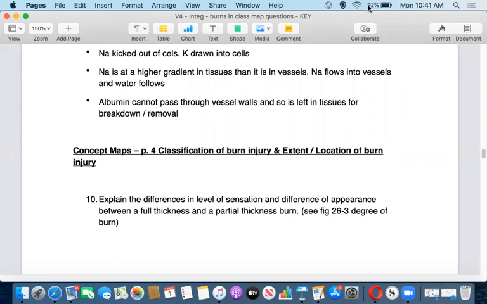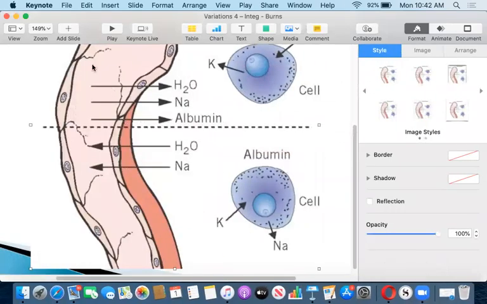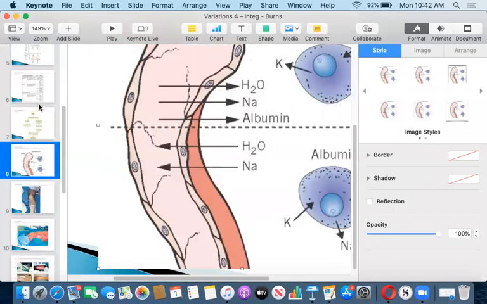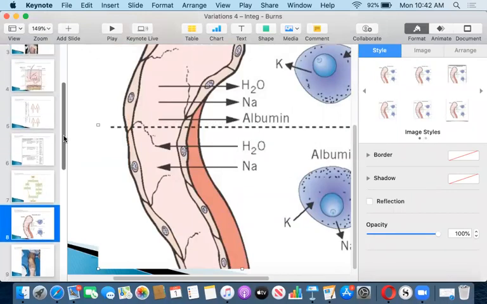So number 10, explain the differences in level of sensation and difference of appearance between the full thickness and partial thickness burn. Well, first let's look at figure 26.3 in the PowerPoint just to get a visual on this. And here we have 26.3 up here.